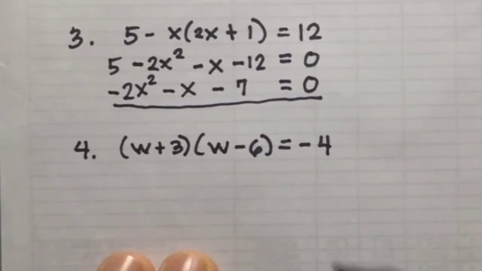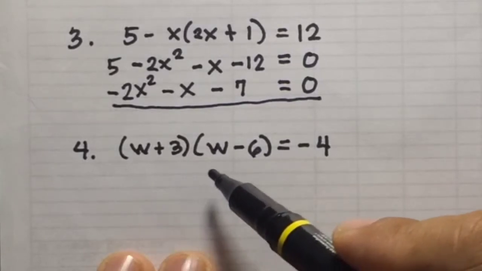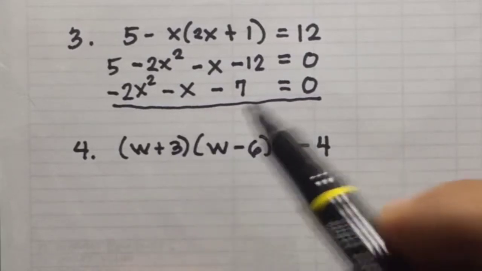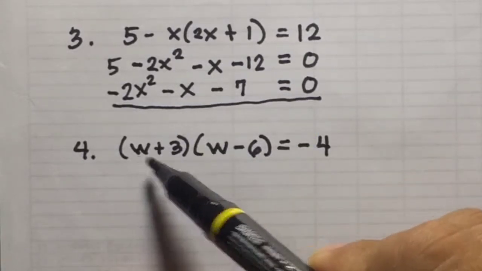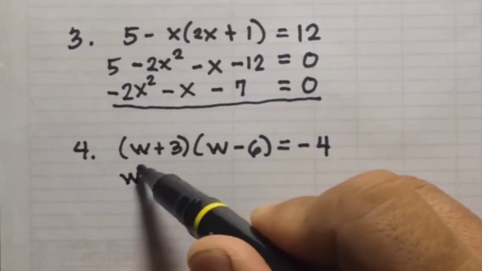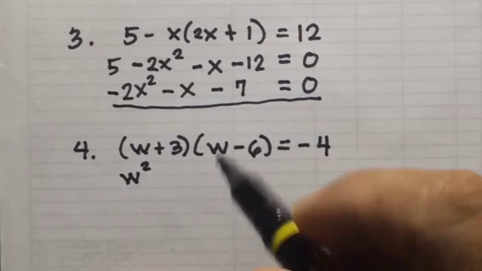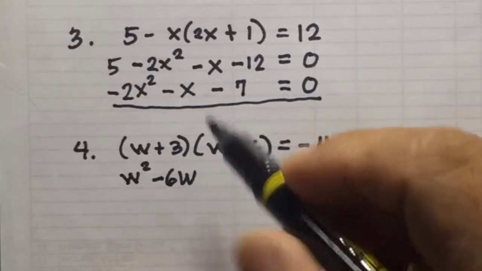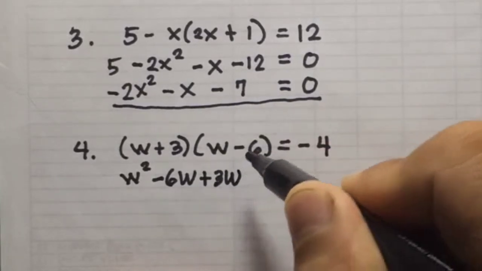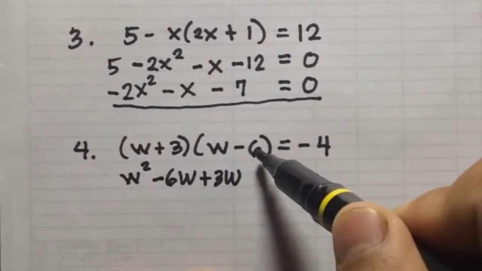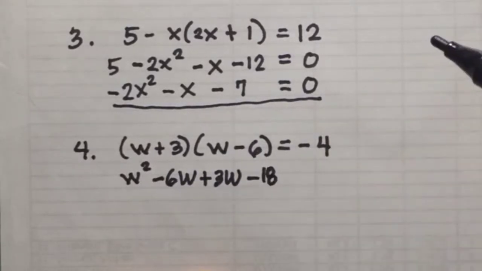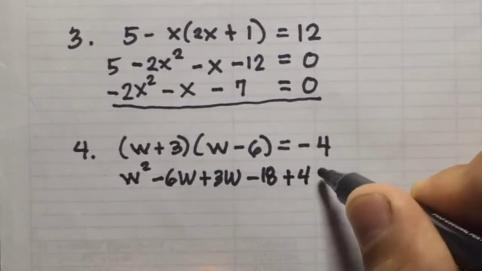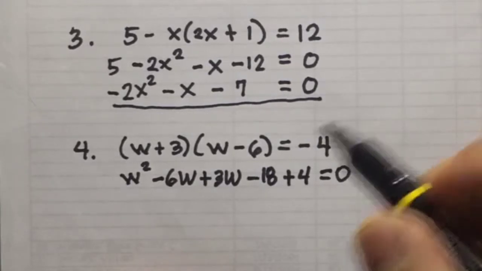Then for number 4, the quantity of w plus 3 times the quantity of w minus 6 equals negative 4. Using the FOIL method, w times w is w squared. Then w times negative 6 is negative 6w. Then 3 times w is 3w. Then 3 times negative 6 will be negative 18. Then transposing negative 4 to the left side, this will become positive 4. Then this is equal to 0.